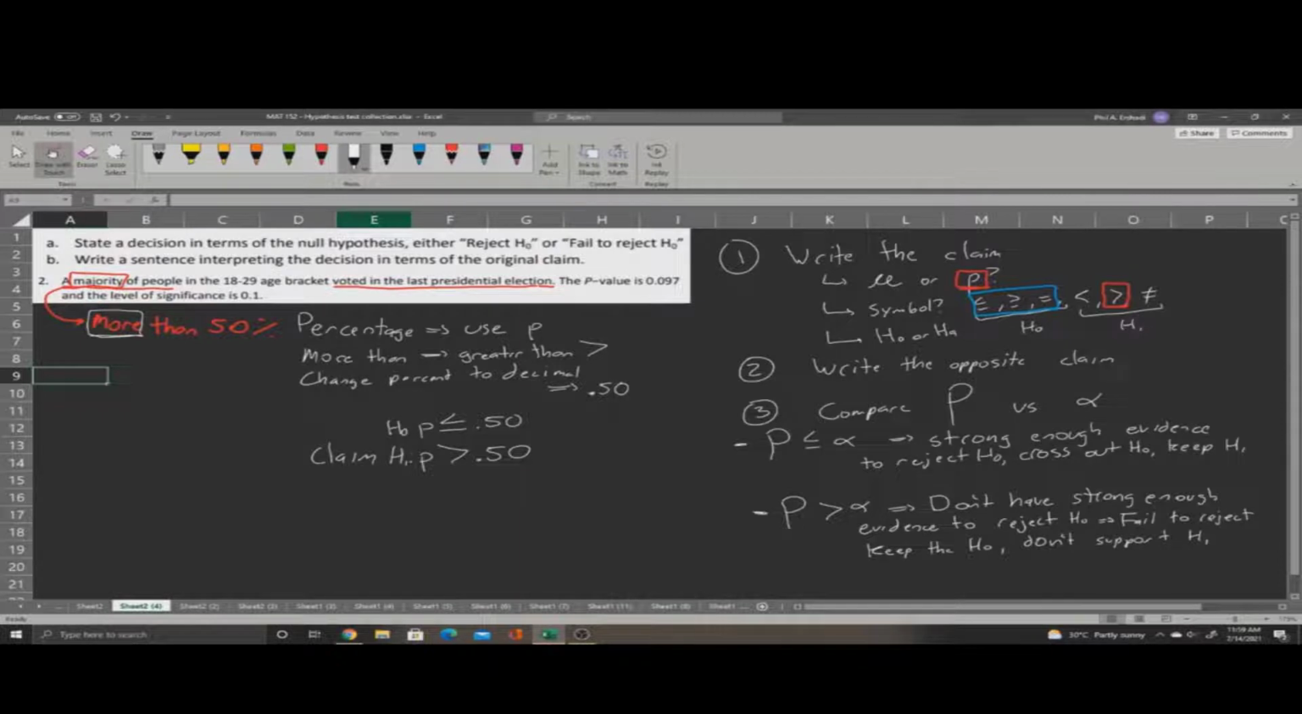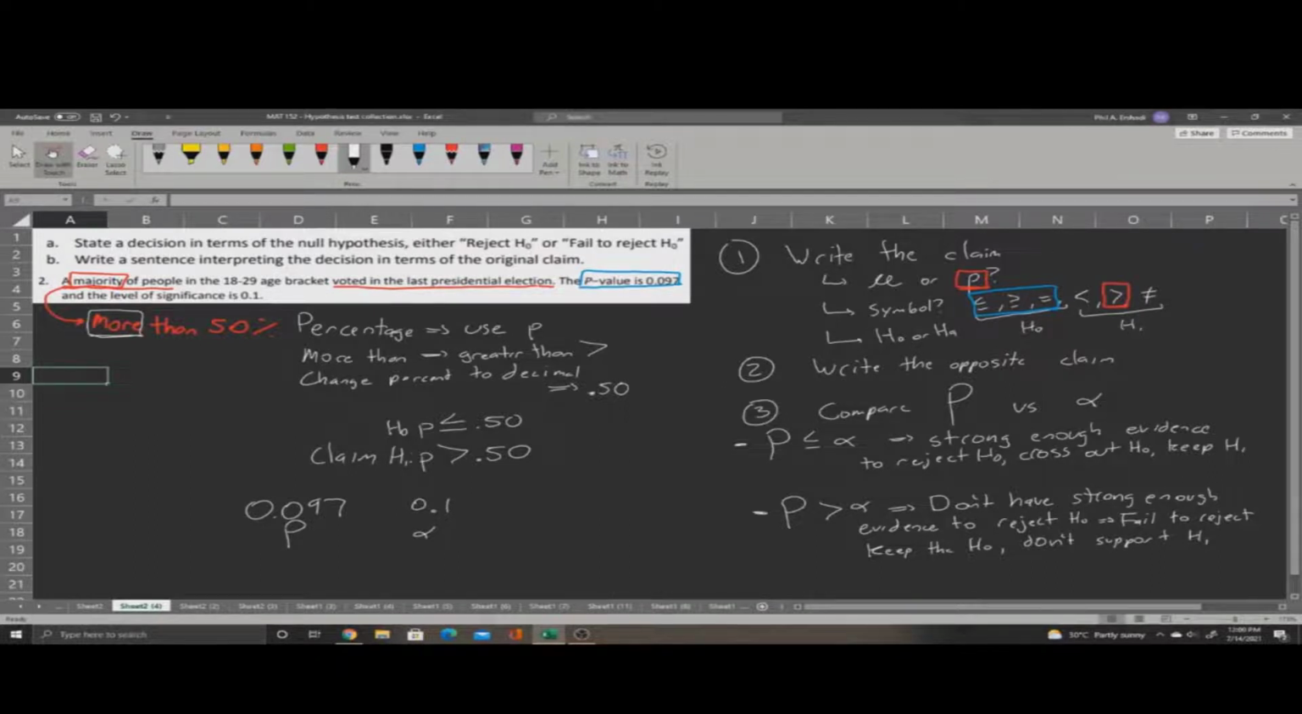Now, let's look at step 3. We compare our big P value against alpha. Now, that's different from the little p. The big P value is given in the question here. The big P value is 0.097. And our alpha was 0.1. Now we compare these values.